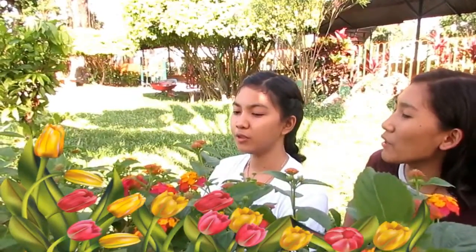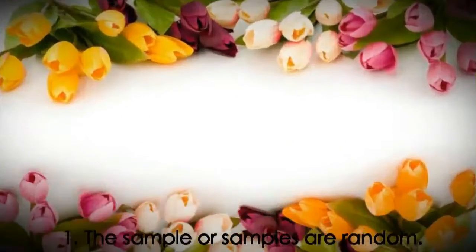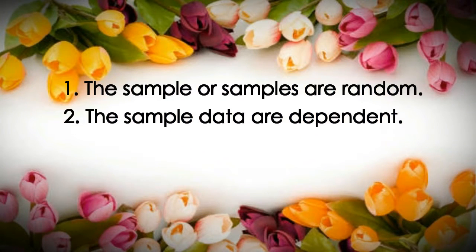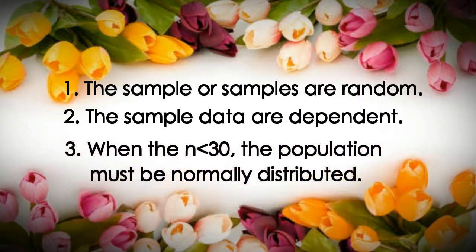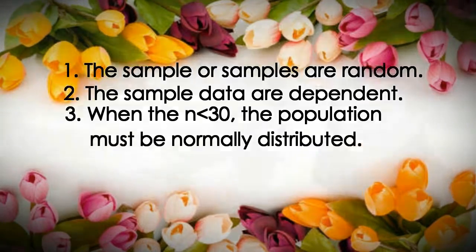One-tailed t-test, dependent or paired. Here are the assumptions for the t-test for two means when the samples are dependent. The sample or the samples are random. The sample data are dependent. When a sample size is less than 30, the population must be normally distributed.